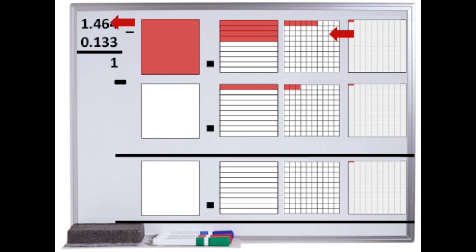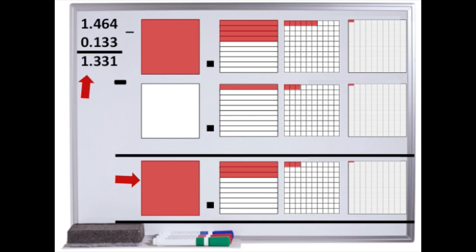Let's do the next column. 6 take away 3 equals 3. And the next column, 4 take away 1 equals 3. And if we pop our decimal point here so we don't forget later, then we move on to our next column. We have 1 take away 0 is 1. So 1.464 take away 0.133 equals 1.331. If you got that answer, you are totally awesome.